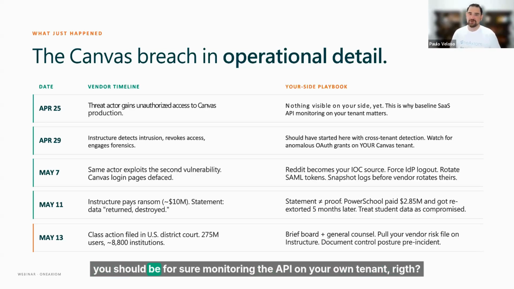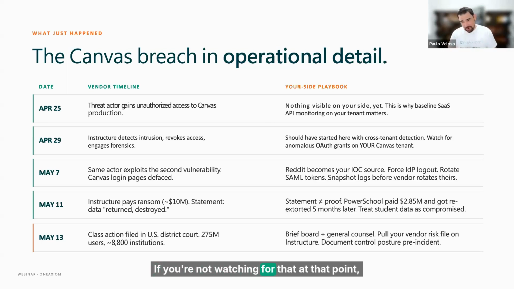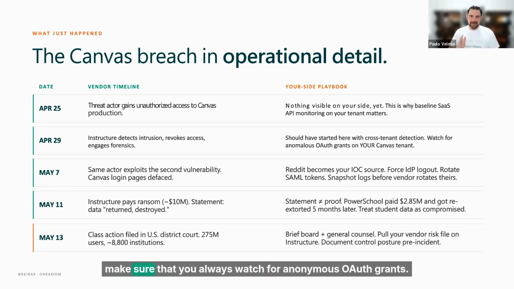But no matter what, you should for sure be monitoring the API on your own tenant. On April 29th, when the infrastructure detected the intrusion, revoked access, and engaged forensics, that's when your side should have started, because you need what we call cross-tenant detections. You need to watch for anonymous OAuth grants in your Canva tenant. If you're not watching for that, you would not catch that revoke of access, and you would not catch a lot of things that could happen in those 4 days. So again, on your side, always watch for anonymous OAuth grants.